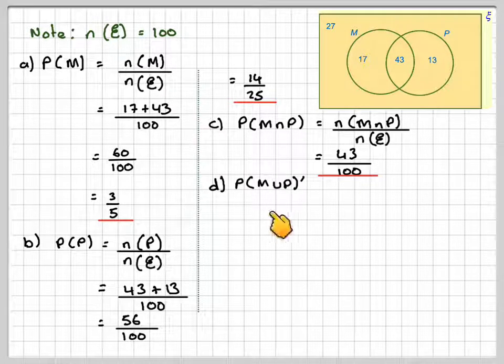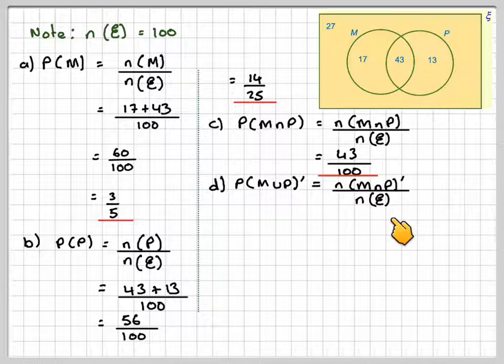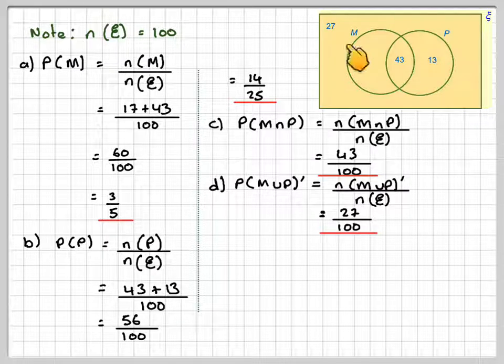So next we want the probability of M union P but not it, which is the number in M union P but not it, divided by the number in the universal set. Now what does this actually mean? Well, M union P is everything in that set, everything in that set, and everything in both. So it will be everything in the middle there. But we want not it, so it's going to be 27 out of 100, and the 27 out of 100 is the probability of those that studied neither physics nor maths. So important in probability, union means or, and intersection means and.